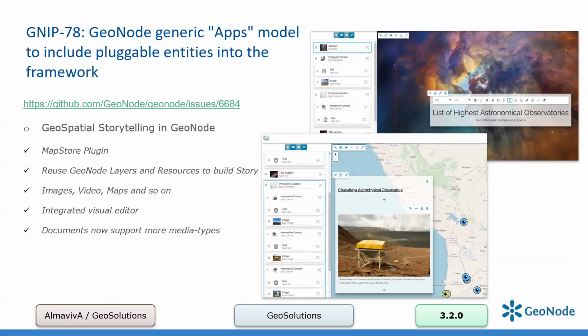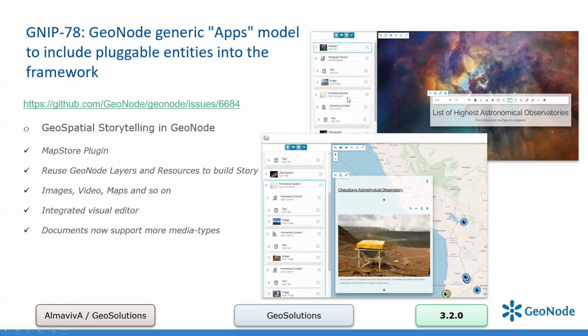And as a concrete example, we provided, along with the new MapStore client, an example of GeoApp, which is the GeoStories. The GeoStories are a MapStore plugin, so we encapsulated those GeoStories into a wrapper and a hook set that allows GeoNode to recognize them and configure them as a GeoApp.